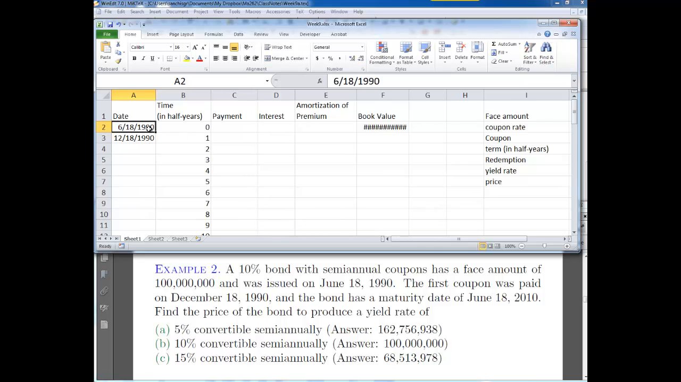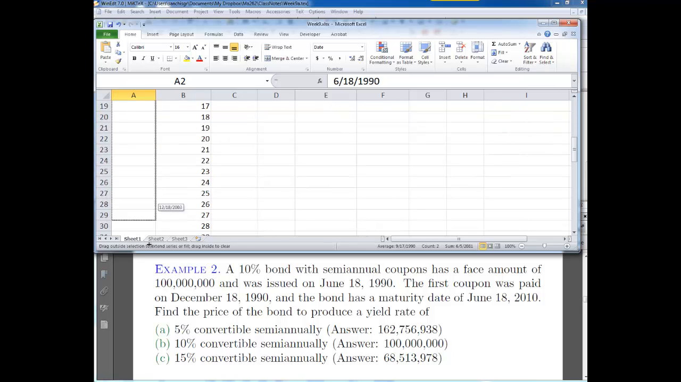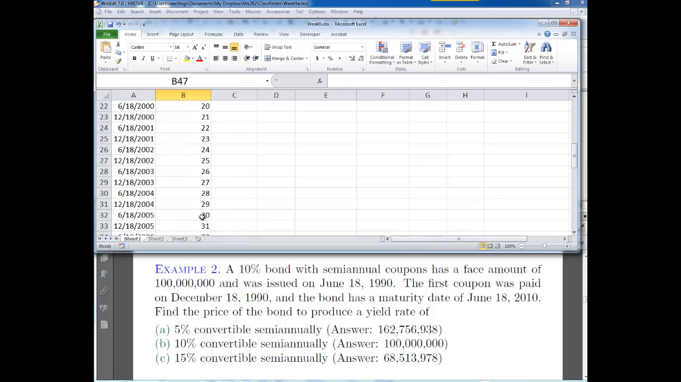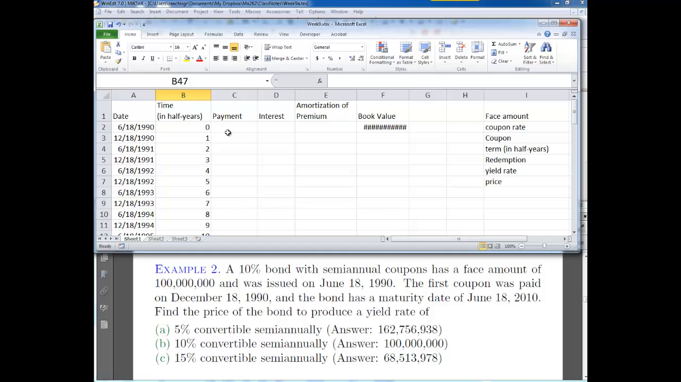I should be able to copy that down and get dates that go up by 6 months, up to June 18, 2010. So it should be 40 half years, or 20 years. And we want to find the price to produce a yield rate of 5% convertible semi-annually.